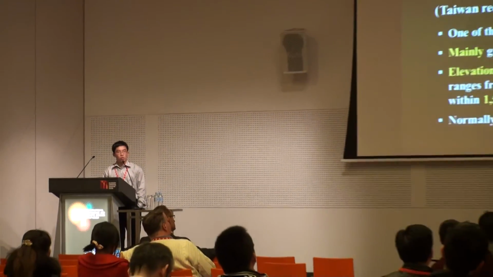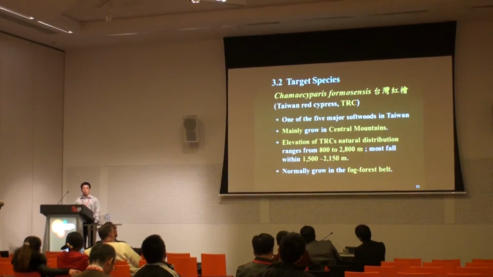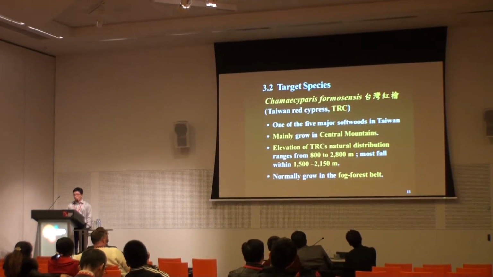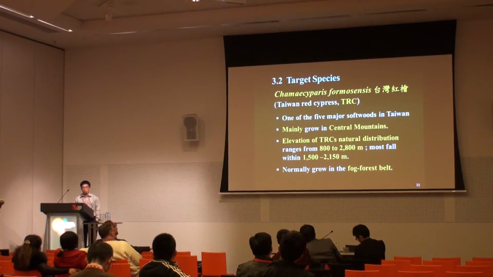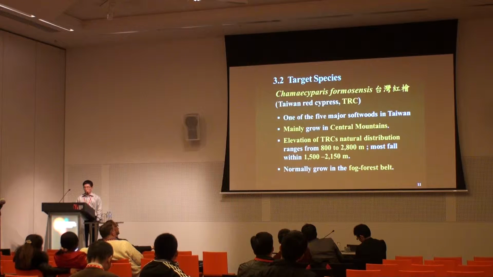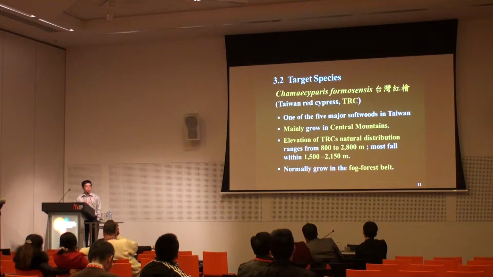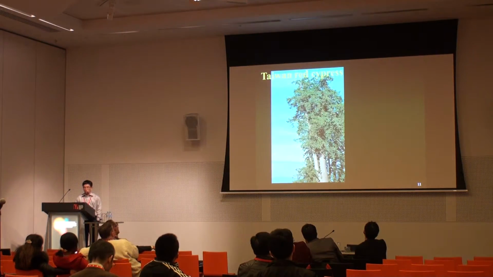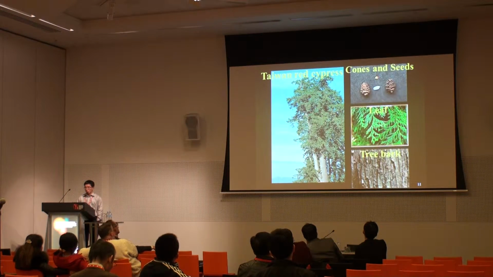And this is our target species. We call it Taiwan red cypress. It's one of the 5 major softwoods in Taiwan and mainly grows in the Central Mountain. Its elevation mostly falls within 1,500 to 2,150 meters. And it normally grows in fog forest belts. And this is what TRC looks like, its cone, seed, leaf, and tree bark.